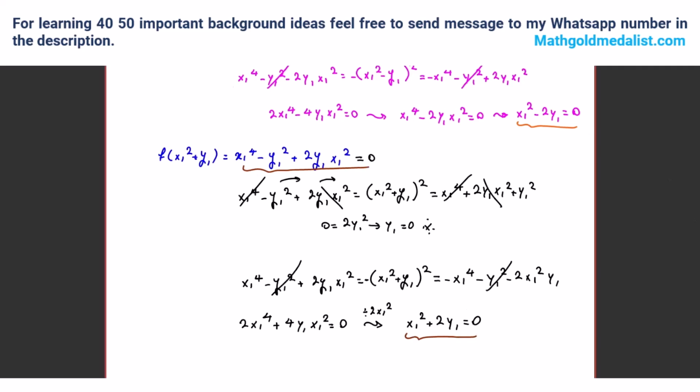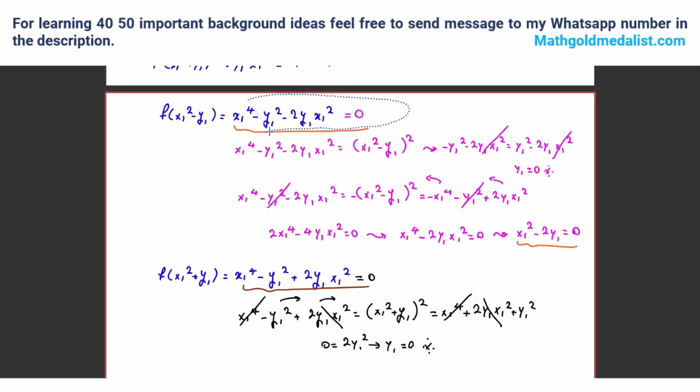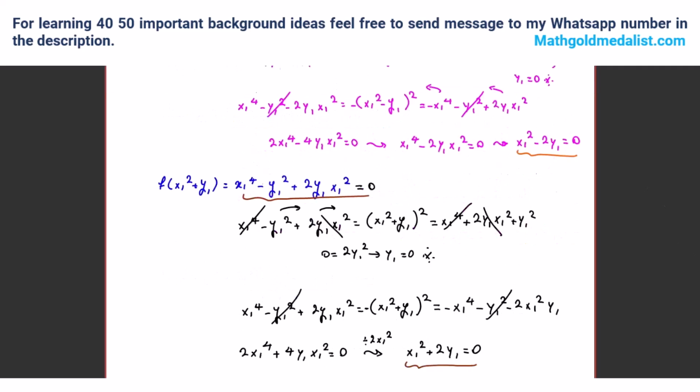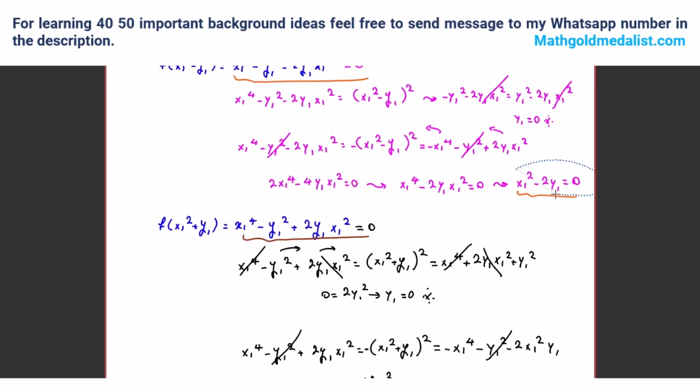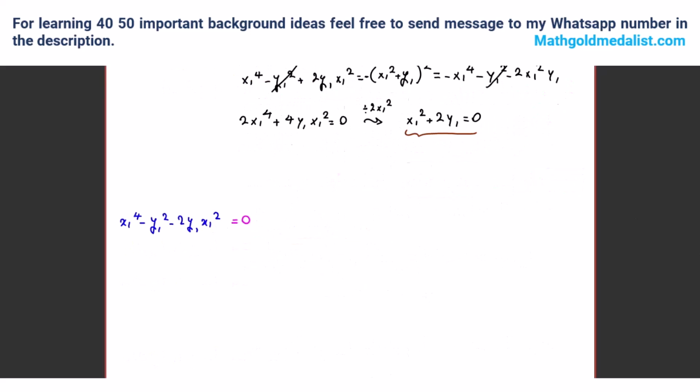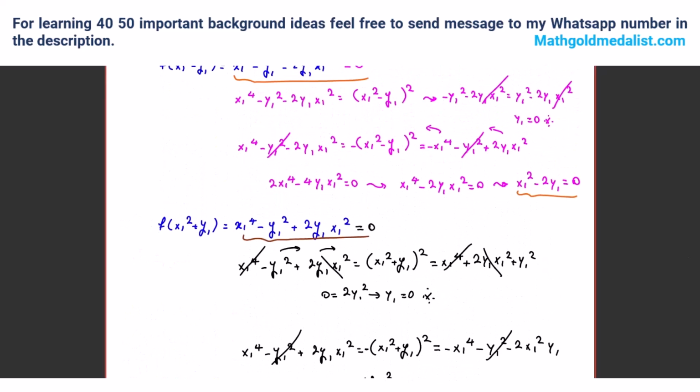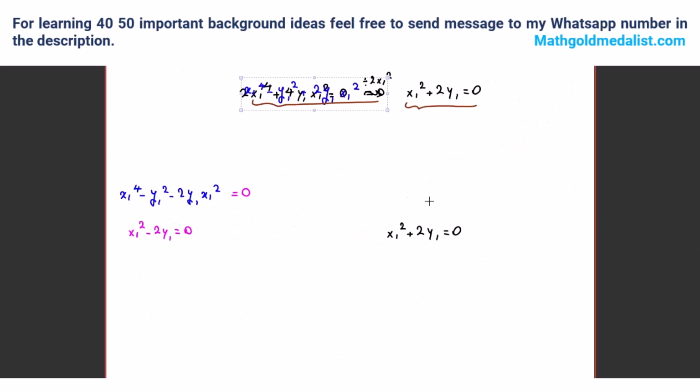Now let's consider the thing. So we should consider four cases. From the first equation, we can reach this or this one. From the second equation, we can reach this one or this one. Okay. Now we should check.